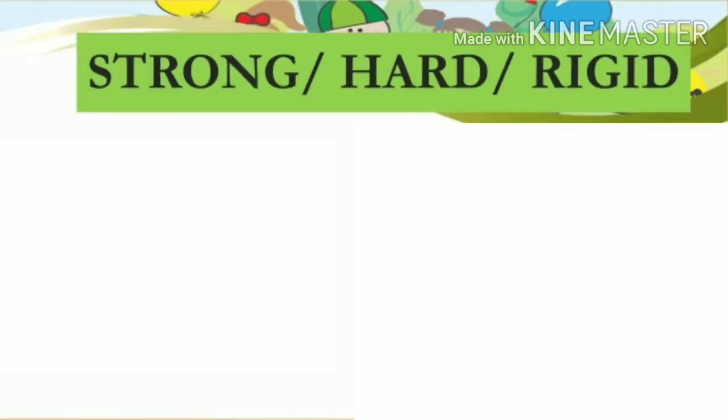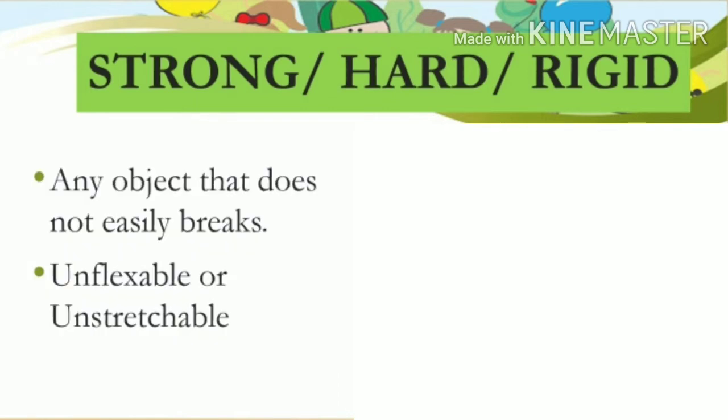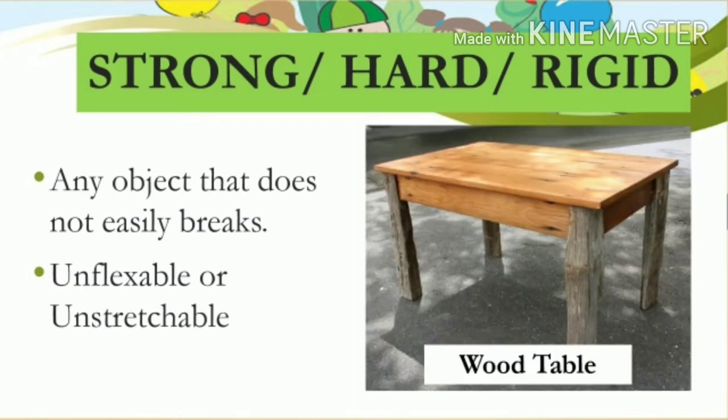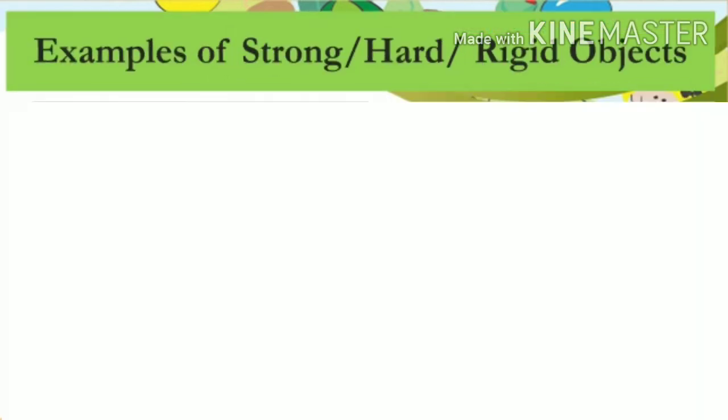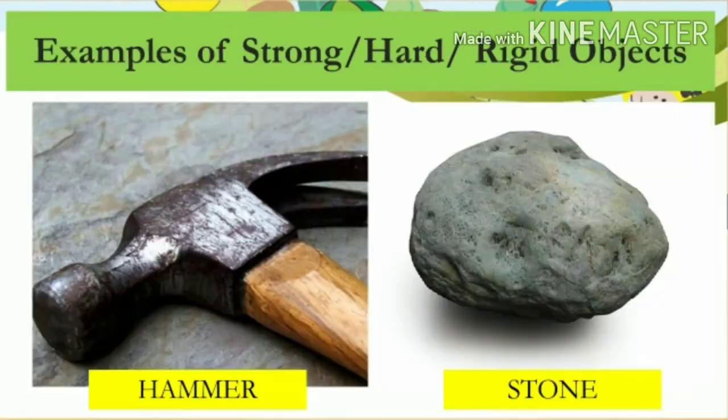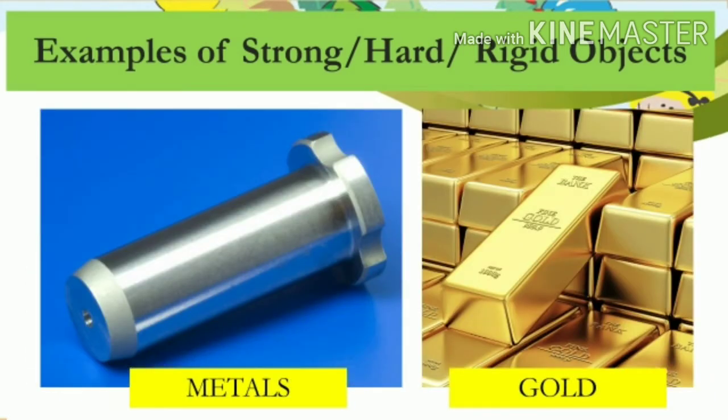Another property of matter is strong, hard, or rigid. Strong, hard, or rigid are the same. It is any object that does not easily break, inflexible, or unstretchable. An example of a strong, hard, or rigid object is a wood table. Other examples are hammer, stone, metal such as gold, and more.